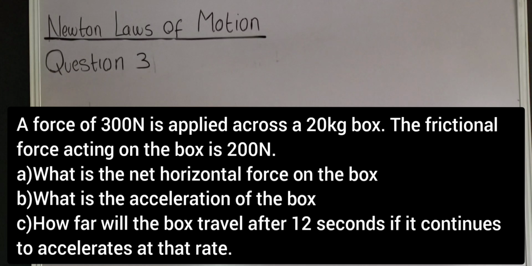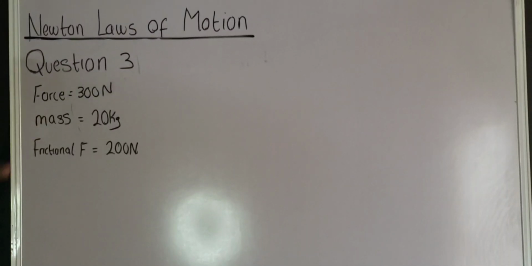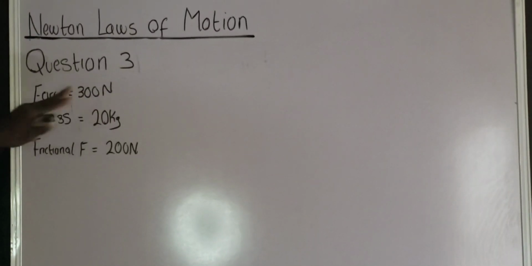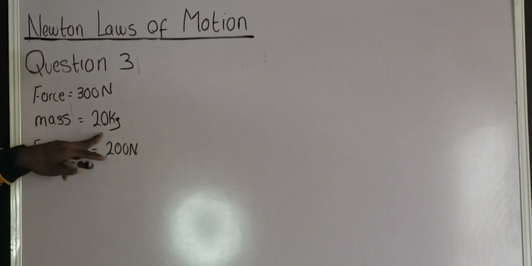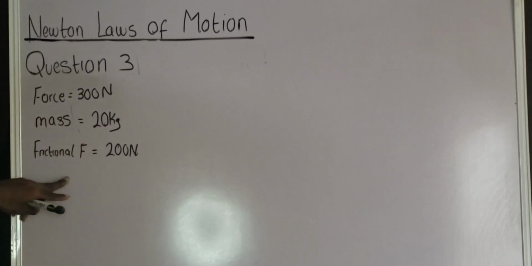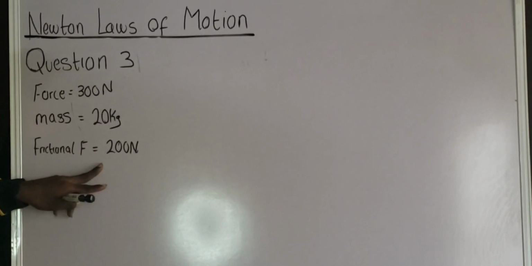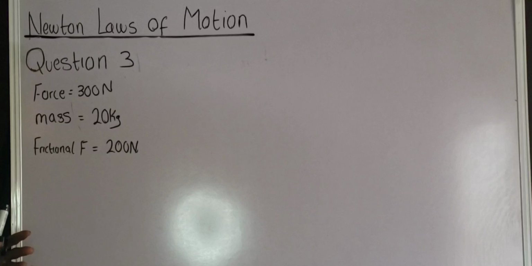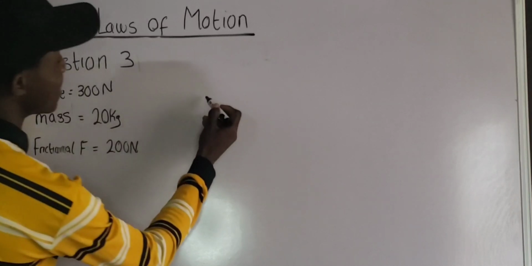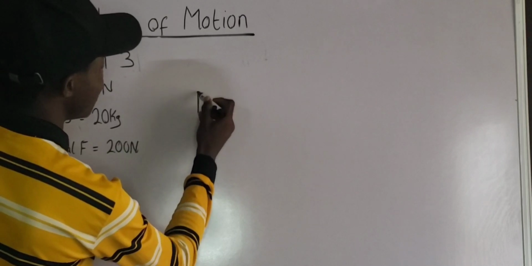Okay, let's start by listing out the parameters that we are given in the question. We are given that the force is 300 Newton, the mass is 20 kilogram, and the frictional force acting against the motion of the box is 200 Newton. Okay, let me represent it in a diagram. Let's say this is the box.